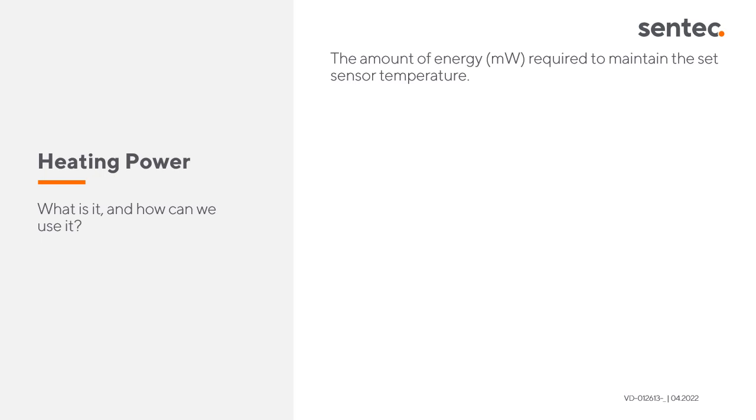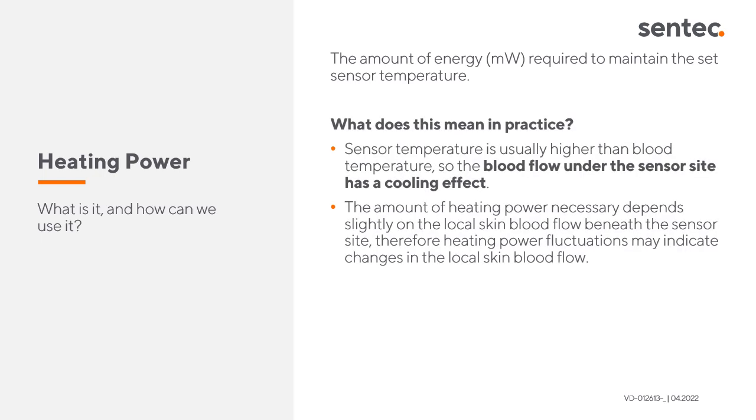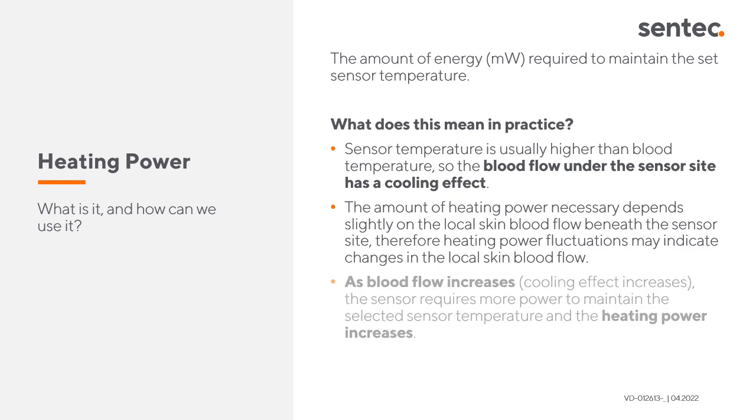Our next monitoring feature is called heating power. Heating power is a parameter that represents the amount of energy required to maintain the sensor temperature. If we think about the sensor on the skin, the sensor temperature is usually higher than the blood temperature, so any blood flow under the sensor site has a cooling effect. The amount of heating power necessary can depend on the local skin blood flow, and any heating power fluctuations may indicate changes in the local skin blood flow. For example, as blood flow increases and the cooling effect increases, the heating power will increase.